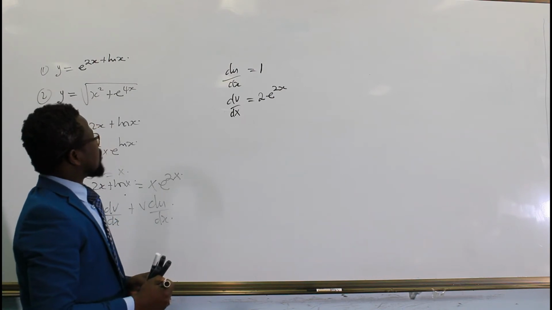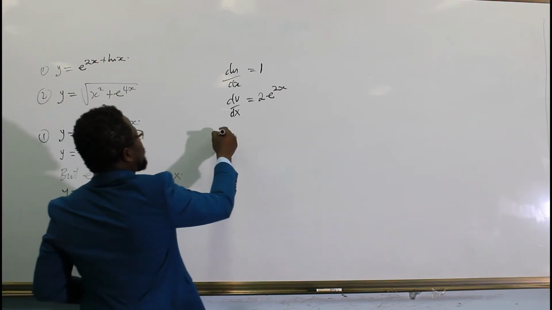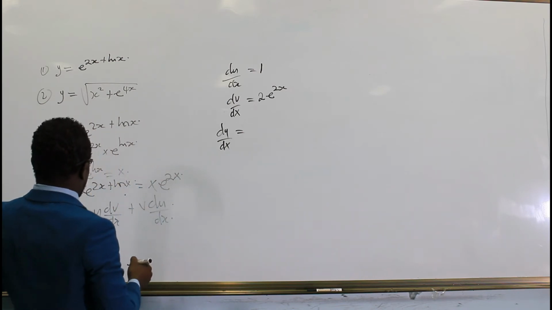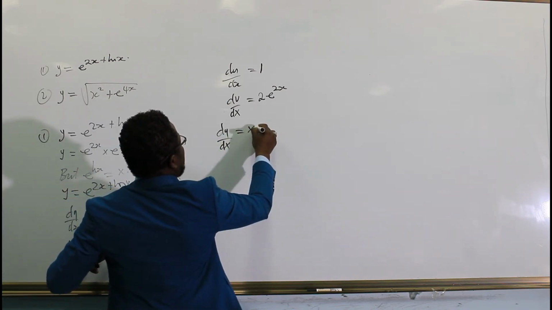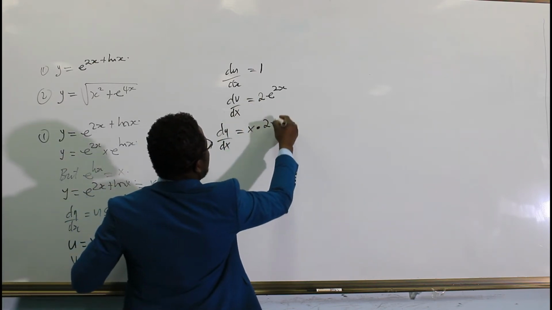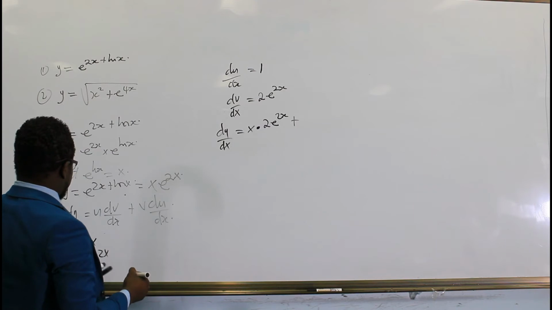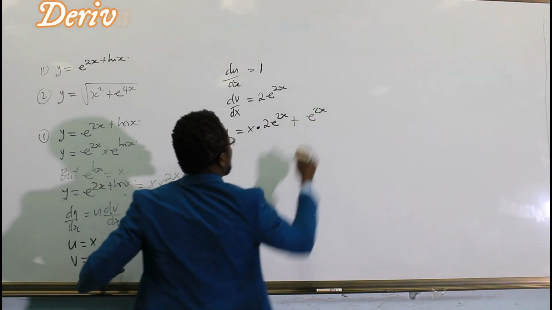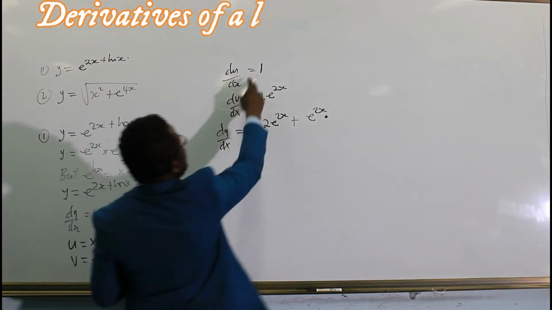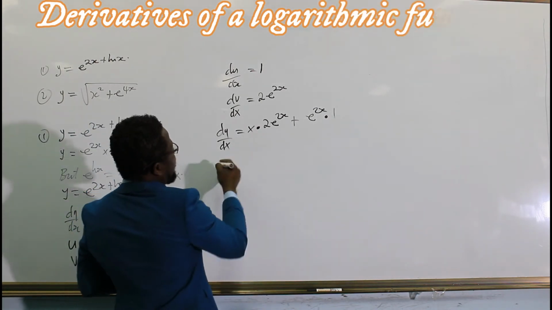Now that I have this, I can apply the product rule formula, do the substitution, and see what we are going to have. So dy/dx is equal to u, which is x, multiplied by dv/dx, which is 2e exponent 2x, plus v, which is e exponent 2x, multiplied by du/dx, which is 1. Now we need to simplify and find the final answer.